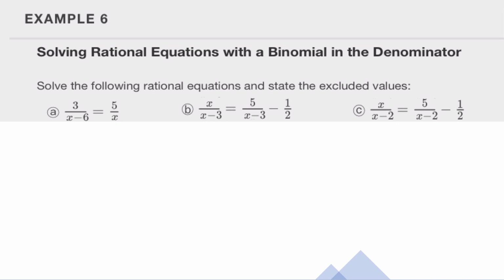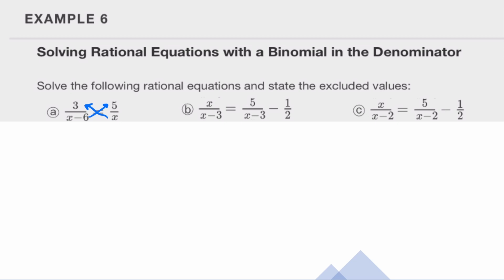So the LCD for part A, we need one of each factor, right? So we're going to need an x minus 6 and we're going to need an x. So I'll just write the notes here. We can cross multiply whenever you have a fraction equal to another fraction. So we can say this denominator times that, this denominator times that, all right? A simple technique is to just cross multiply.